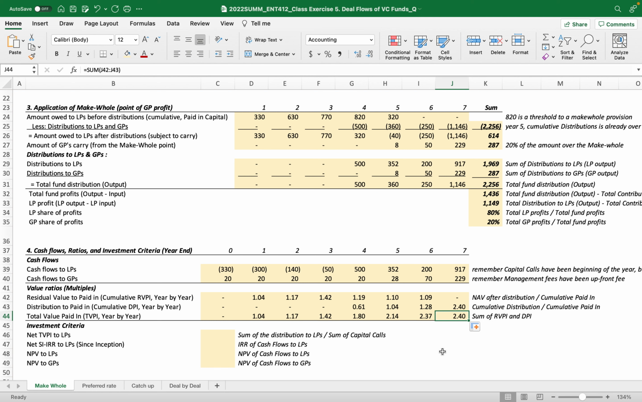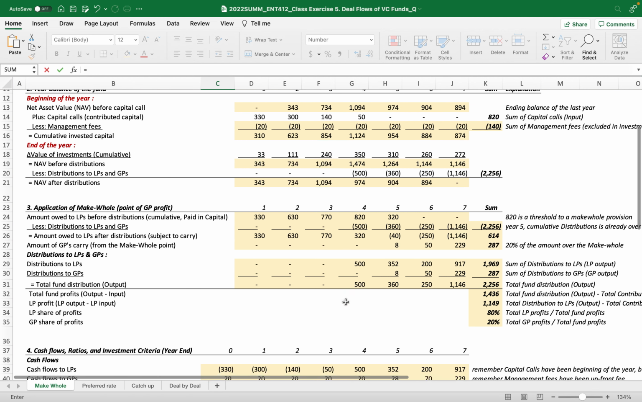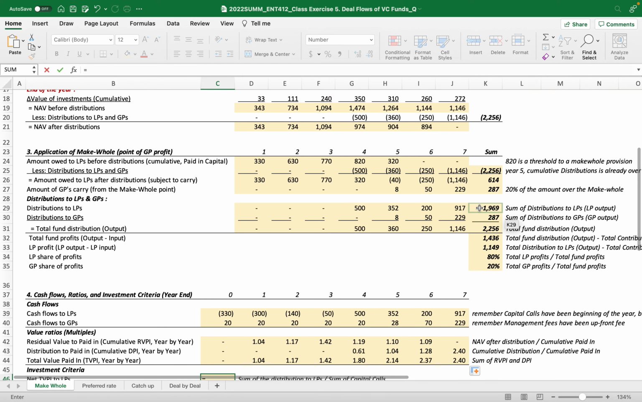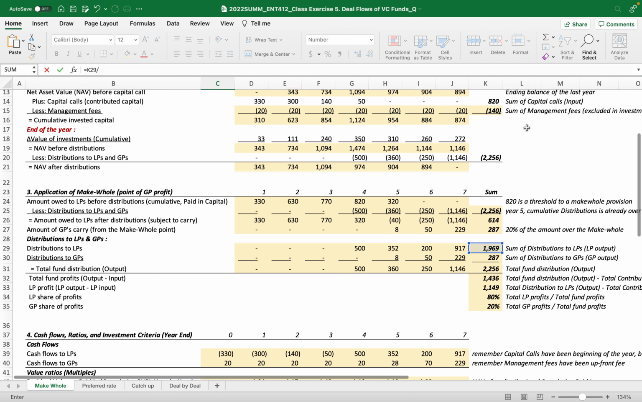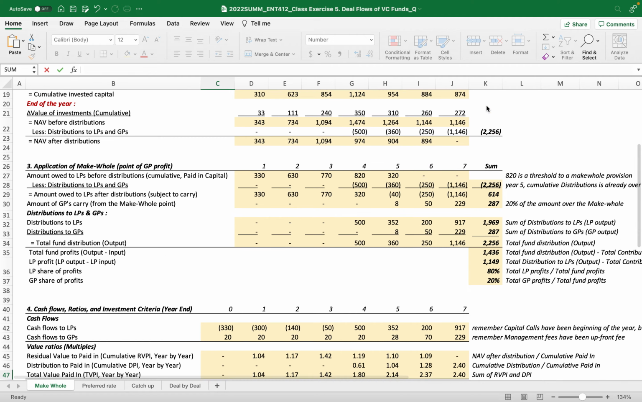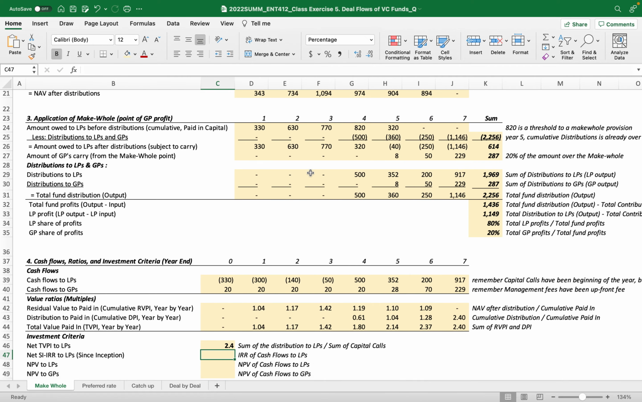So we can simply also calculate here this total value paid in to LP. LP is, where is this number, right? There we go. Sum of distribution to LPs, right? And then divided by, right, the capital cost 820. So we got 2.4, right? That is the multiple, the performance, the times, how many times the LPs generate total net value from this fund investment, 2.4 times the capital cost investment.